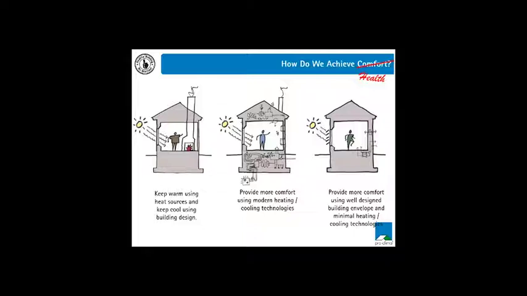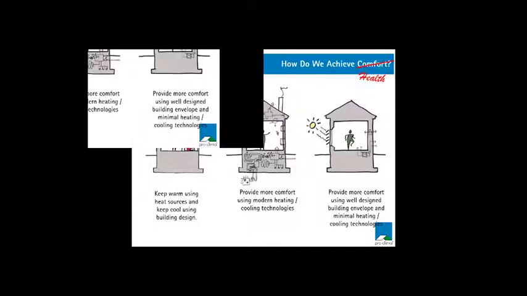So traditionally, in the old days, on the left, we would keep warm using heat sources, and would have a building that was basically designed very much like a cave-like structure, a lot of mass, because that mass would help us keep cool in summer. We didn't have air conditioners in that day and age. So then we needed the sun in winter, and we needed timber, wood burning to keep ourselves warm. We moved on from that.